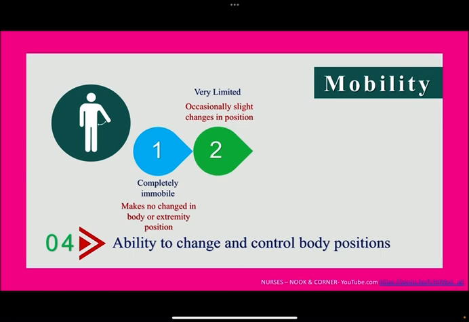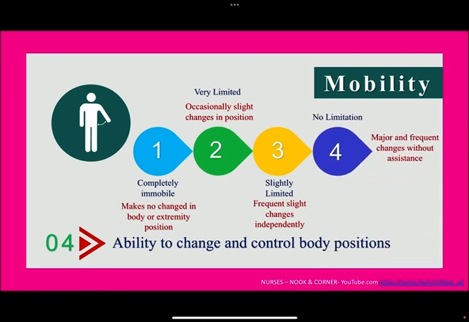very limited, only occasionally slightly changing his position, so you'll grade him number 2. The patient is slightly limited, but he is the one moving his body frequently, depending on himself, so he's independent of others, so you'll grade him number 3. If the patient has no limitation, the majority of the time he can move and change his position without any assistance, so you'll grade him number 4.